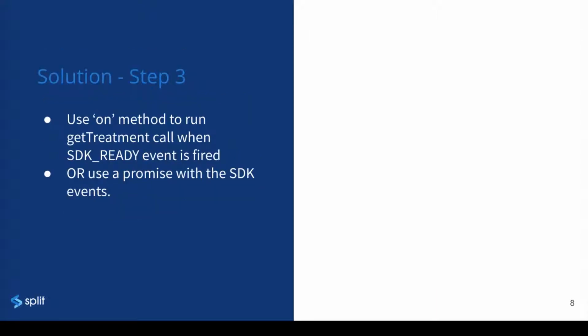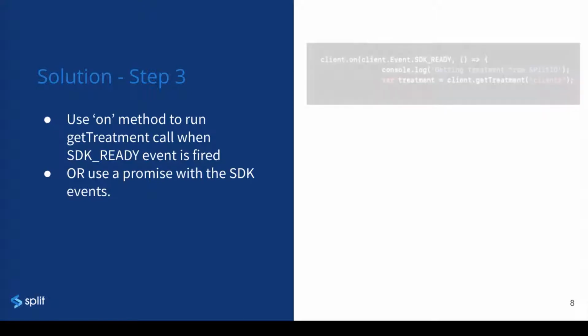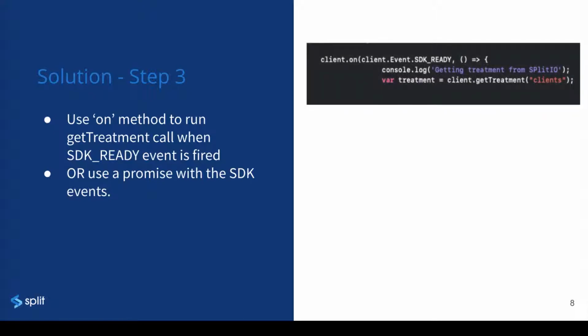Another solution is to use the on method to run the getTreatment call. And this is what we recommend for everyone to use, so that it always waits until the SDK ready event fires, then it's going to call getTreatment, and this way you know that you're going to have a correct treatment calculated rather than the control.